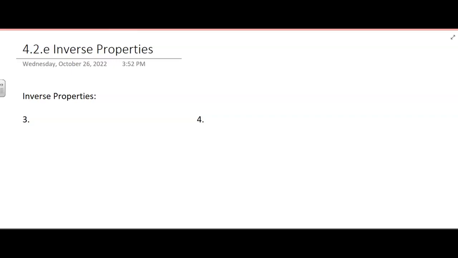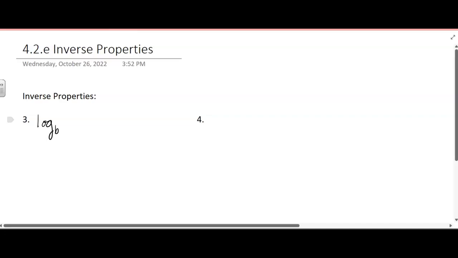All right, so now we're going to talk about two more of the properties, and they call these inverse properties. If you have log base b, and then you have b to the x as the argument, what does that equal? You could think about it this way. You're raising the base to some power, but then you're unpowering it, I guess. And so you're going to be back to x.